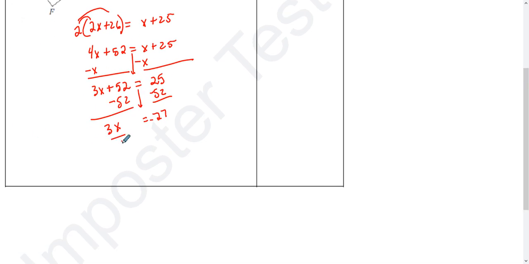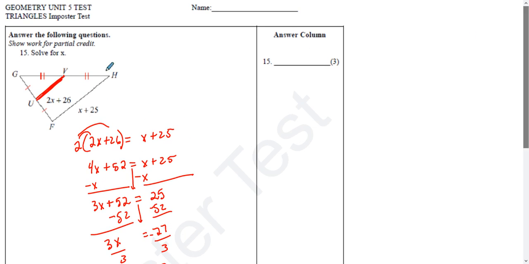Divide both sides by 3. And x would then equal negative 27 divided by 3 is negative 9. And I just want to check, what does it say to find? x. So I don't have to plug anything back in. x equals negative 9. And that is the practice test for this Unit 5 material.